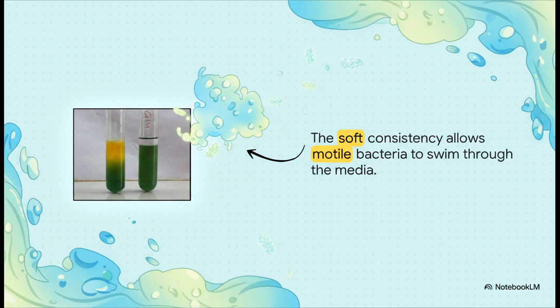So what happens when you cut way back on the agar? You get this soft, kind of jelly-like texture. It's just firm enough that if bacteria can't move, if they're non-motile, they'll only grow right where you stab them into the media. But if they are motile, they can literally swim right through the jelly, and you'll see this hazy cloud of growth spreading out.